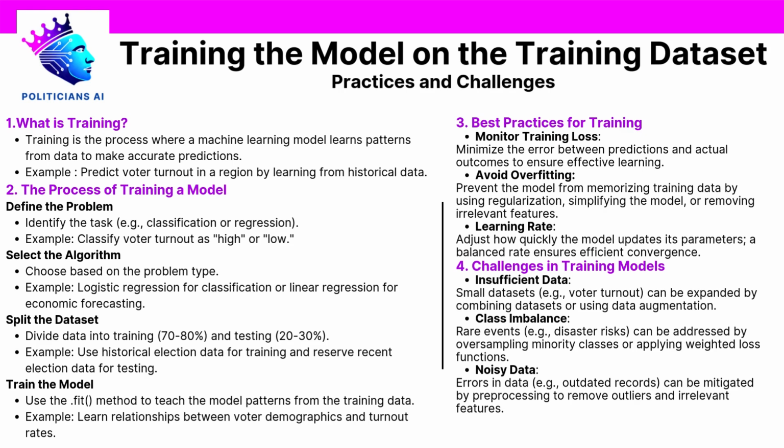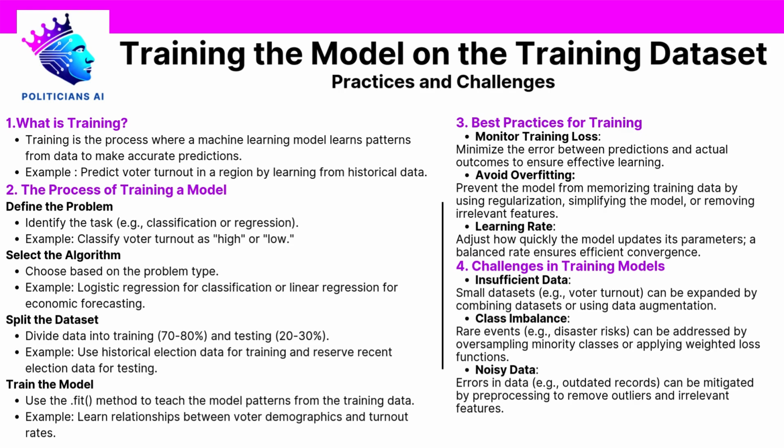Next, we prepare the dataset by splitting it into training and test sets. The training set, typically 70 to 80% of the data, is used to teach the model patterns and relationships. For example, in our voter turnout prediction problem, the training set might include historical data on voter demographics, weather conditions on election days, and the number of polling stations. The test set, which makes up the remaining 20 to 30%, is reserved to evaluate the model's performance after training.